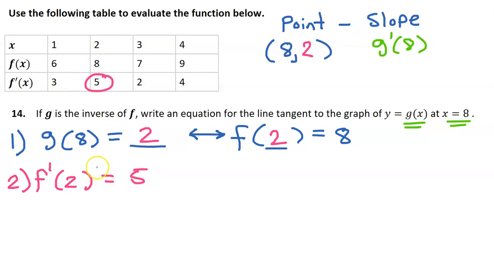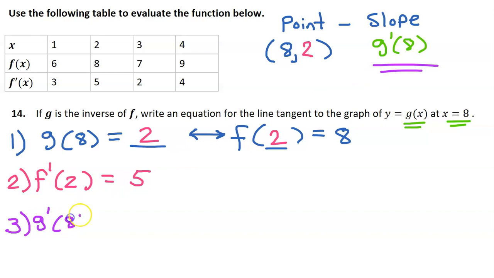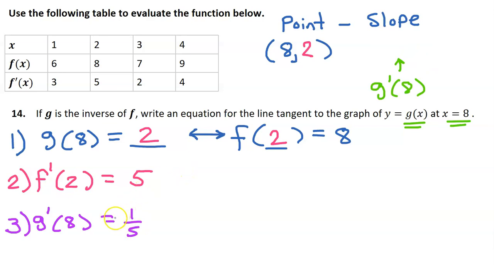So that's it for step 2. Step 3 gives us what we are looking for, g prime at 8. So g prime at 8 will simply be the reciprocal of our answer from the previous step. So 1/5. Remember, the reason why we needed the derivative is because we needed the slope of this inverse function. So the slope at 8 is 1/5.